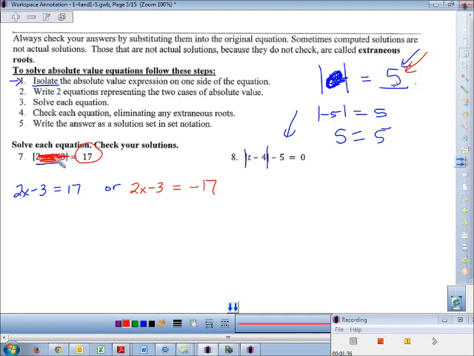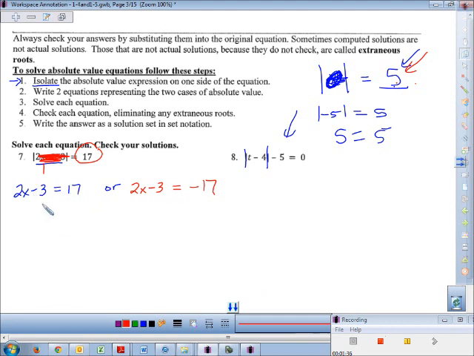Who cares what's underneath there? Would you believe that if there was a 17 under there, this would turn out to be true? Or if this was a -17, that would turn out to be true. So that's what we did. We said, oh, it was 2x minus 3. I needed that to either be 17 or -17. So let's solve both situations. So let's do it.